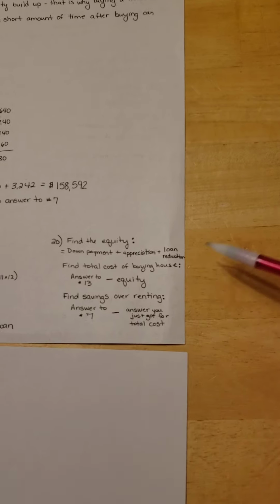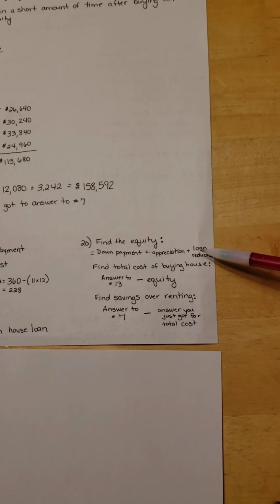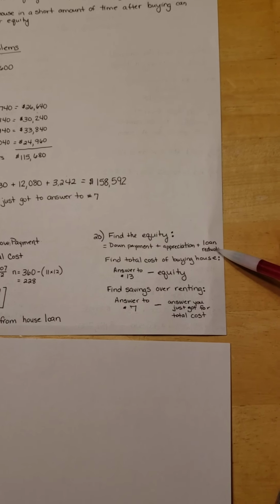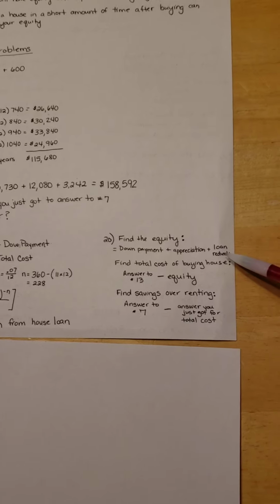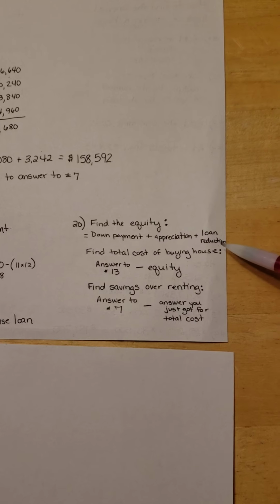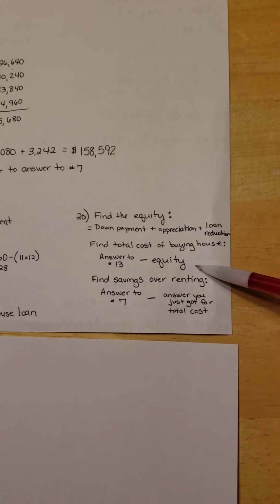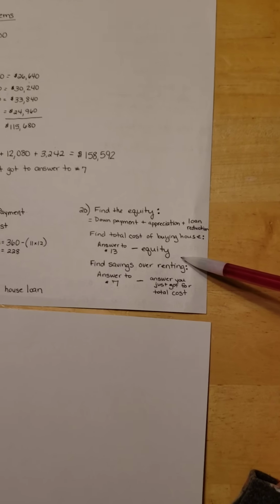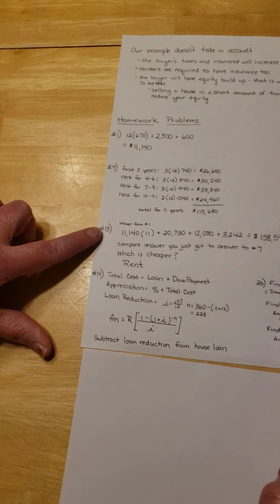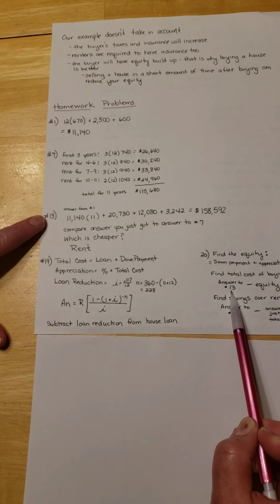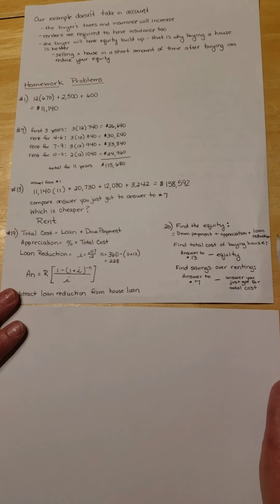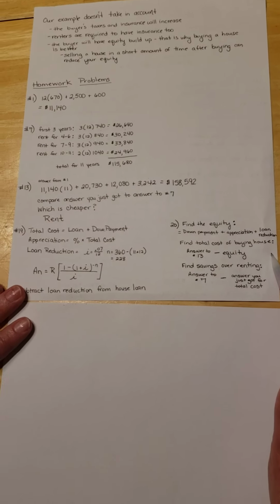For 20, they're wanting you to find the equity. Remember, equity is our down payment, appreciation, and loan reduction. You're going to find those totals right there in the chart for problem 13 and problem 7 and 1. So look for your totals. You're doing all of that so that you can find the equity, because our next part of this problem is we need to find our total cost. Our total cost is the answer that we got up here in problem 13. So look for your answer. You're going to take the answer for number 13, subtract the equity that you just found up here, and that's going to give us our total cost of buying the house.